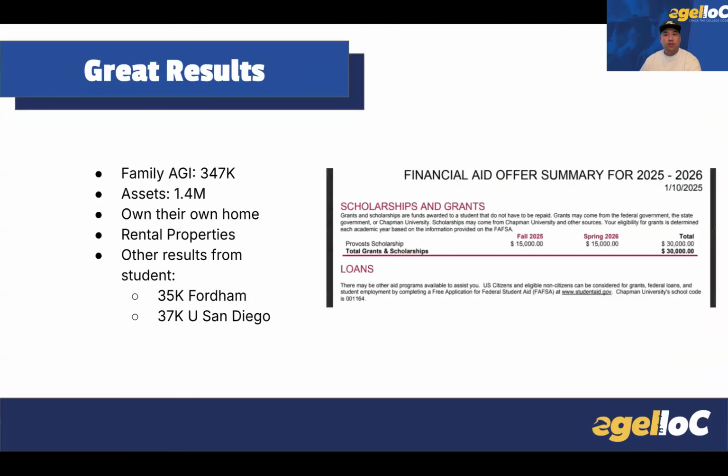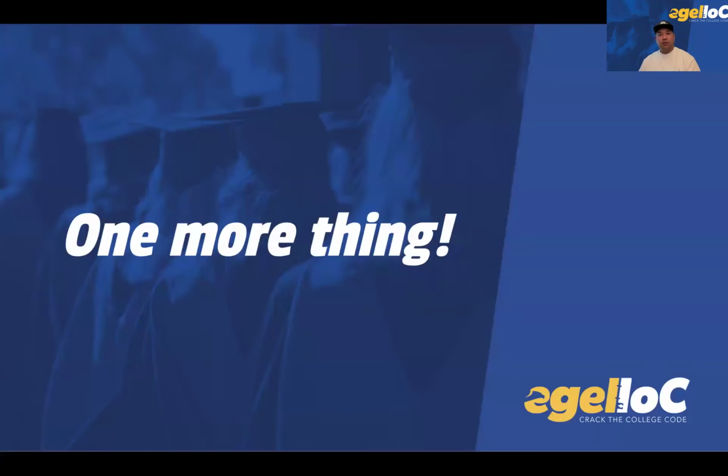Here's another result. The family made $347,000, with $1.4 million in assets. They own their own home and also have rental properties. I was able to get them $30,000 from Chapman, $35,000 from Fordham, and $37,000 from University of San Diego. This student is headed to Chapman, which is where they wanted to go. So these are some of our results.